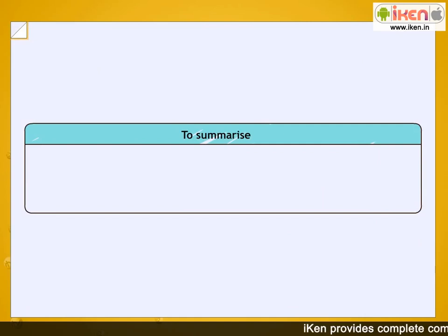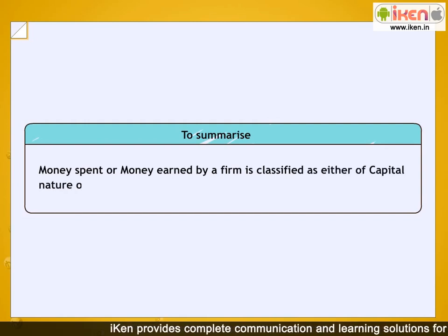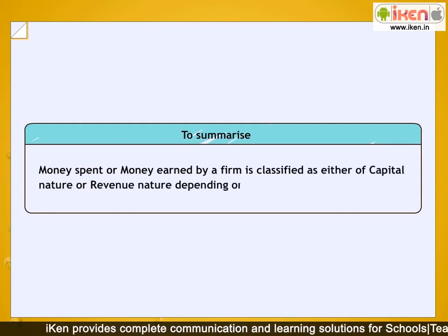To summarize, money spent or money earned by a firm is classified as either of capital nature or revenue nature, depending on its nature.